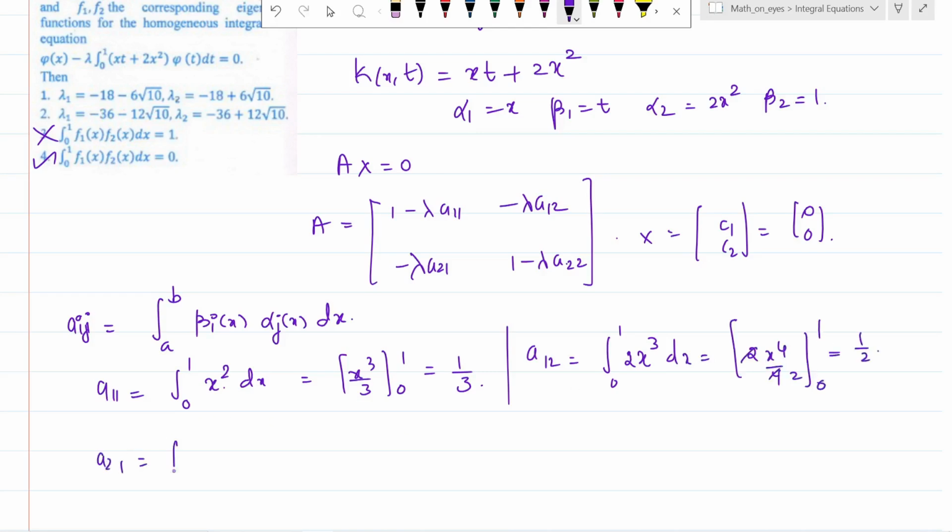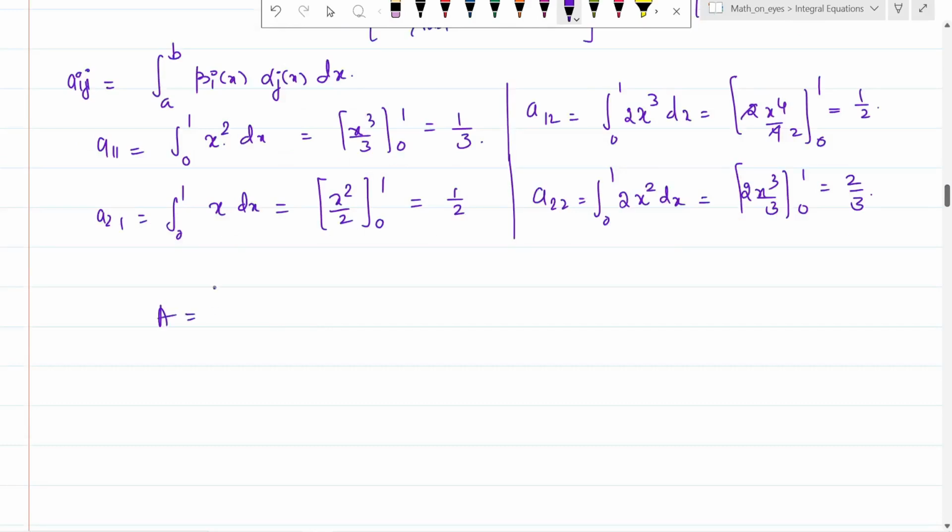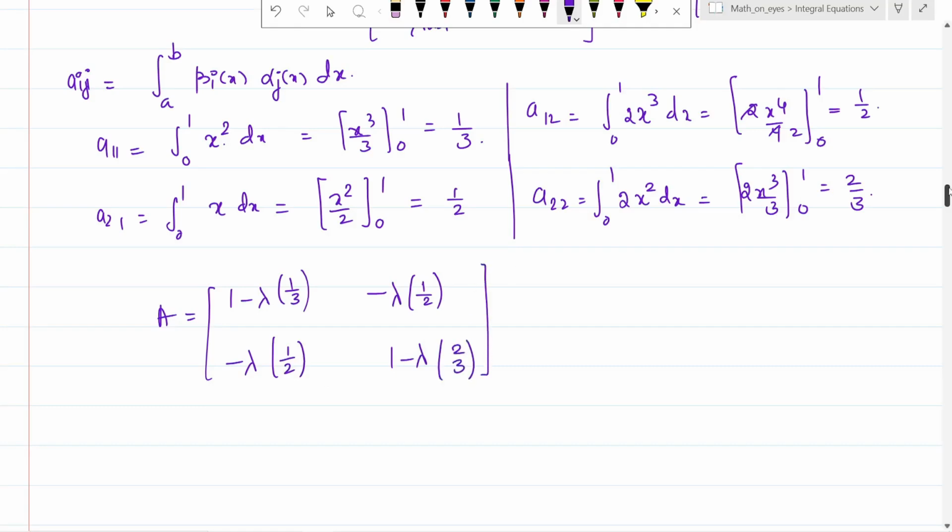And A21 is equal to the integral 0 to 1 of beta 2 and alpha 1. So we get 2x into x dx, which is equal to x squared by 2, which is equal to 1 by 2. And then here A22 is equal to the integral 0 to 1 of 2x squared into dx, which is equal to 2x cubed by 3. Applying the limit we get 2 by 3. Now framing the matrix A: 1 minus lambda A11, minus lambda A12, minus lambda A21, 1 minus lambda A22. Now find the determinant of A and equate it to 0.